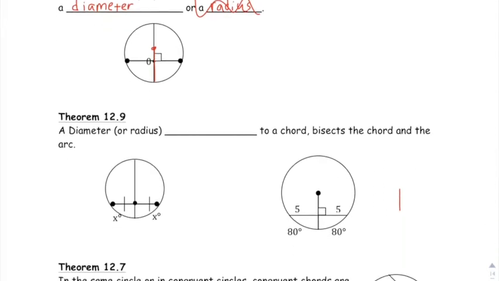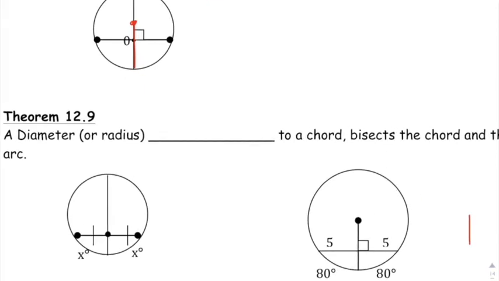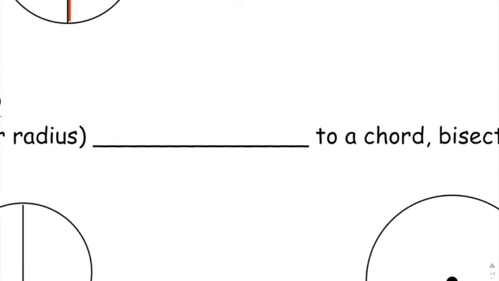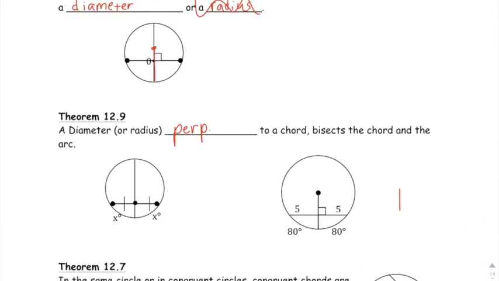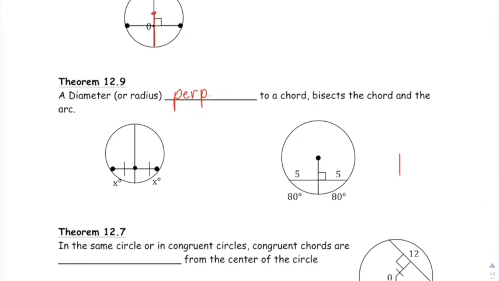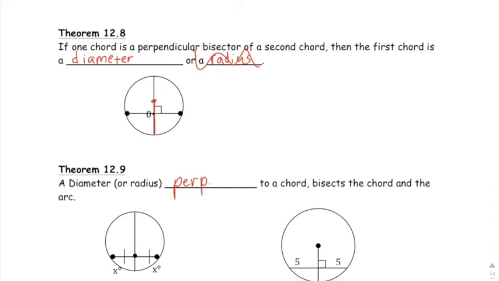Kind of the same thing here, a little different. If a diameter or radius is perpendicular to a chord, then it bisects the chord and actually the arc. So in a way, it's kind of the opposite, I guess, or the converse of what we just talked about there. There's a couple of pictures of it there.